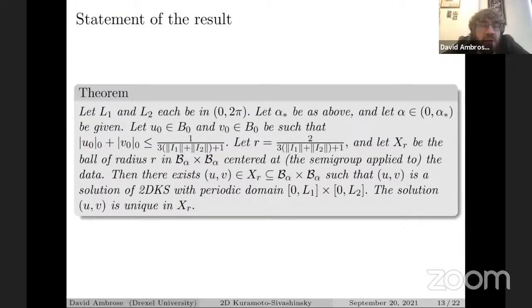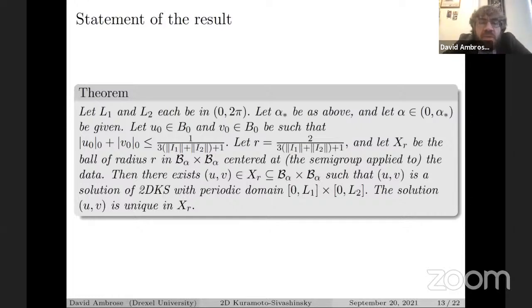And here's the theorem: if L1 and L2 are each in (0, 2π), we let α* be small enough. As above, it might not have appeared on the slide, but for α* small enough, for u0 in the Wiener algebra and v0 in the Wiener algebra, where u0 is dφ/dx at time 0 and v0 is dφ/dy at time 0, if those are small enough, then you get a solution (u, v) in a ball in Bα × Bα, which solves 2D chaos on the domain (0, L1) × (0, L2), and it's unique in that ball.